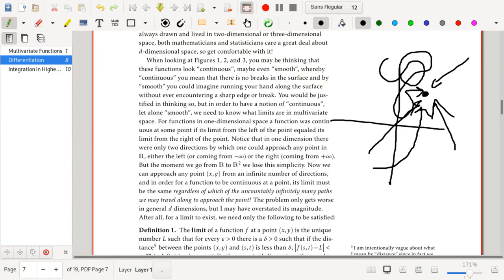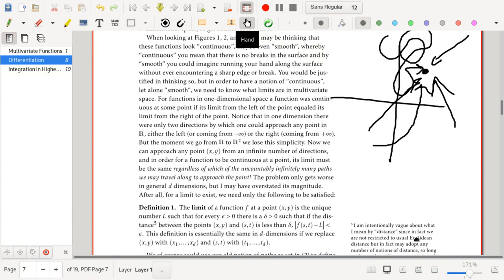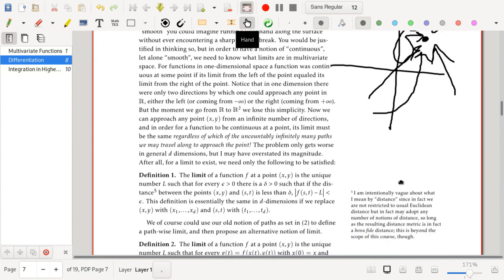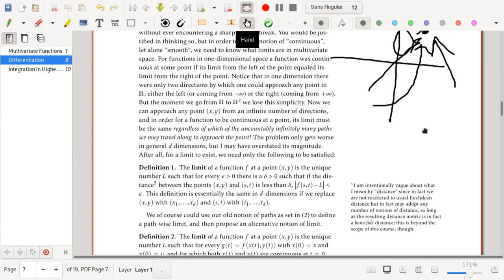Basically, there's uncountably infinitely many paths along which we could approach a single point. There's no longer just two directions along which we can go. We can go in infinitely many directions to the same point. Which means that limits are going to be a bit more... We need to come up with a more generalized notion of a limit, a way that doesn't care about the path that we take.